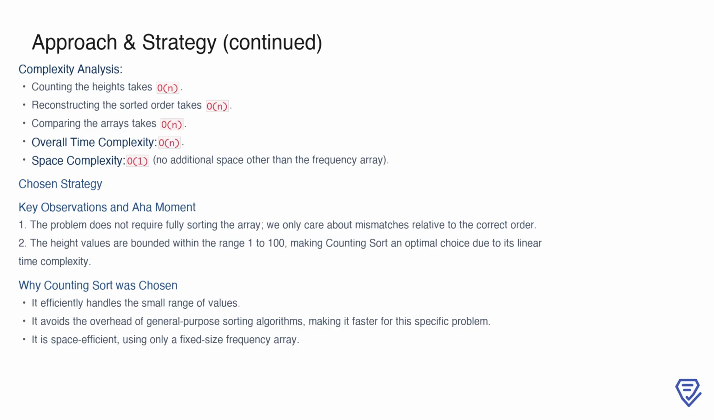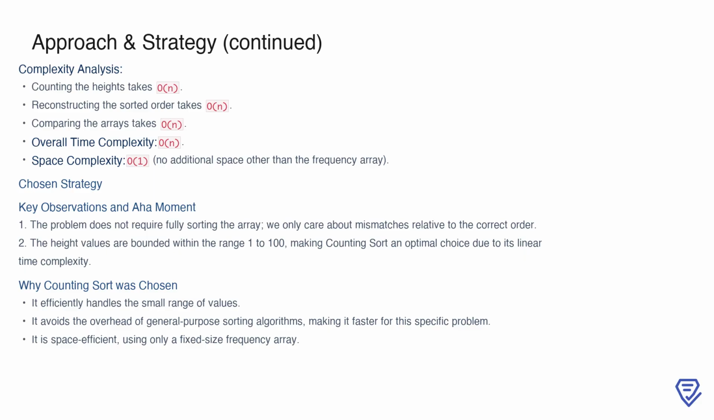First, we initialize a frequency array, count, of size 101 to cover all potential heights from 1 to 100. As we iterate through the original heights array, we populate this frequency array by incrementing the index that corresponds to each height value. Once this is done, we use the frequency array to reconstruct the sorted order of heights by iterating through it and expanding each height based on its frequency. We then compare this reconstructed order with the original heights array to count mismatches.